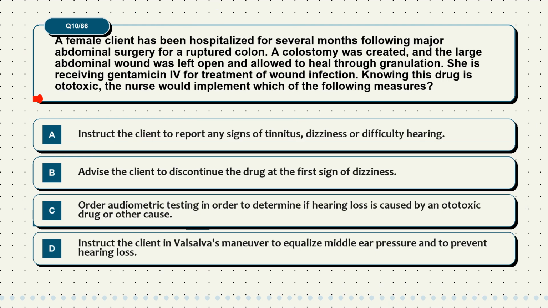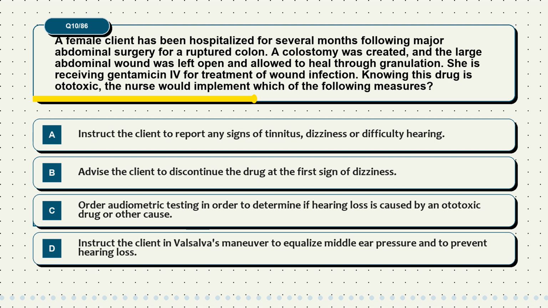Question 10. A female client has been hospitalized for several months following major abdominal surgery for a ruptured colon. A colostomy was created, and the large abdominal wound was left open and allowed to heal through granulation. She is receiving gentamicin for treatment of wound infection. Knowing this drug is ototoxic, the nurse would implement which of the following measures?